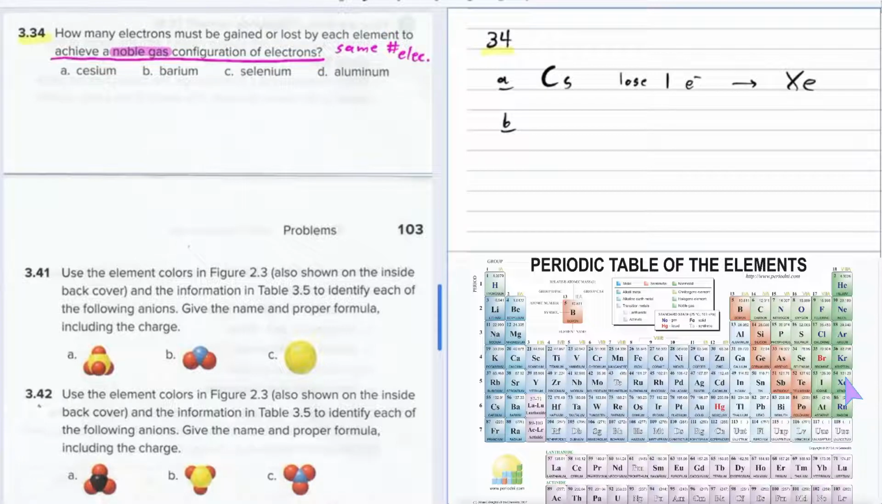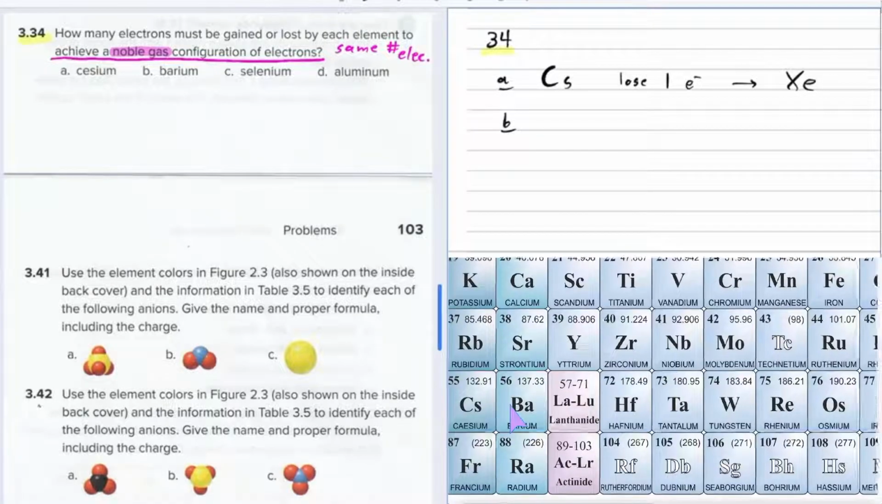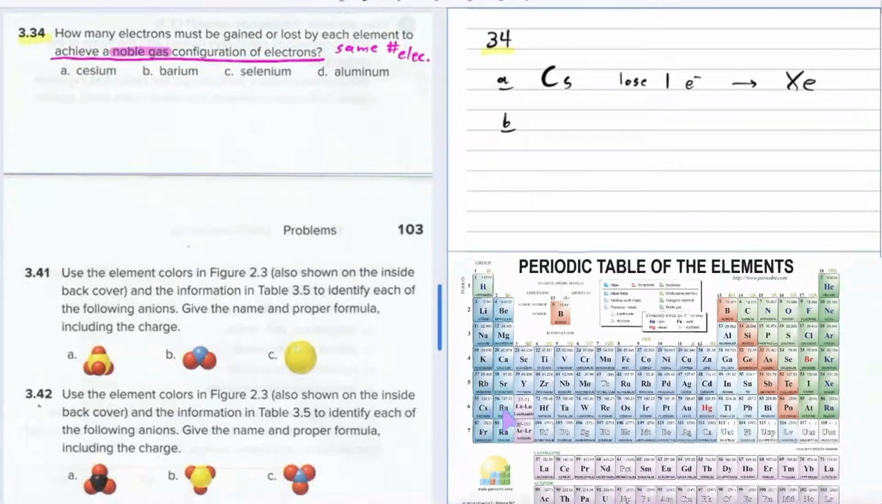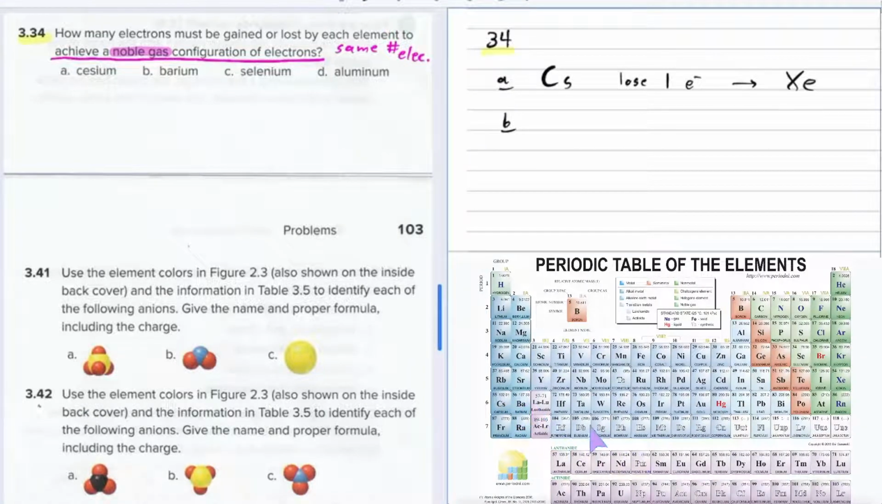Okay, let's do barium. Barium is next to cesium. There's barium right there, element 56. Now we have the same issue. Barium could gain lots of electrons to be like radon, or it could just lose 2 to be like xenon again. So barium is going to lose 2 electrons if it forms an ion. That's what happens when something forms an ion. It loses or gains electrons to be like a noble gas. And barium, if it forms an ion, would simply lose 2 electrons to be like xenon.